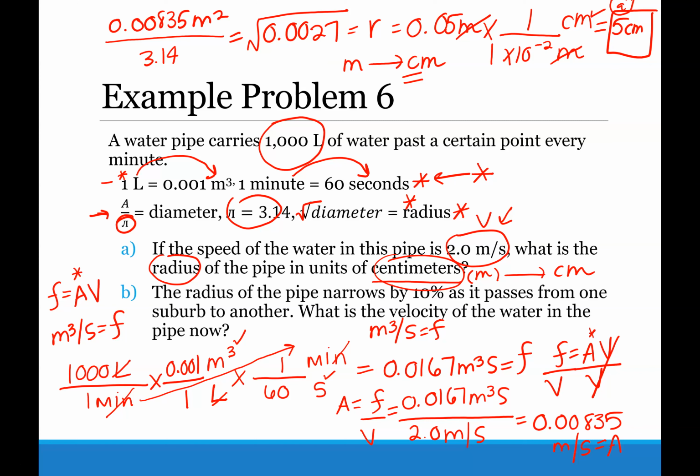I'll be working part B separately and uploading it as a separate video. So let me know if you have any questions with part A of example problem 6.